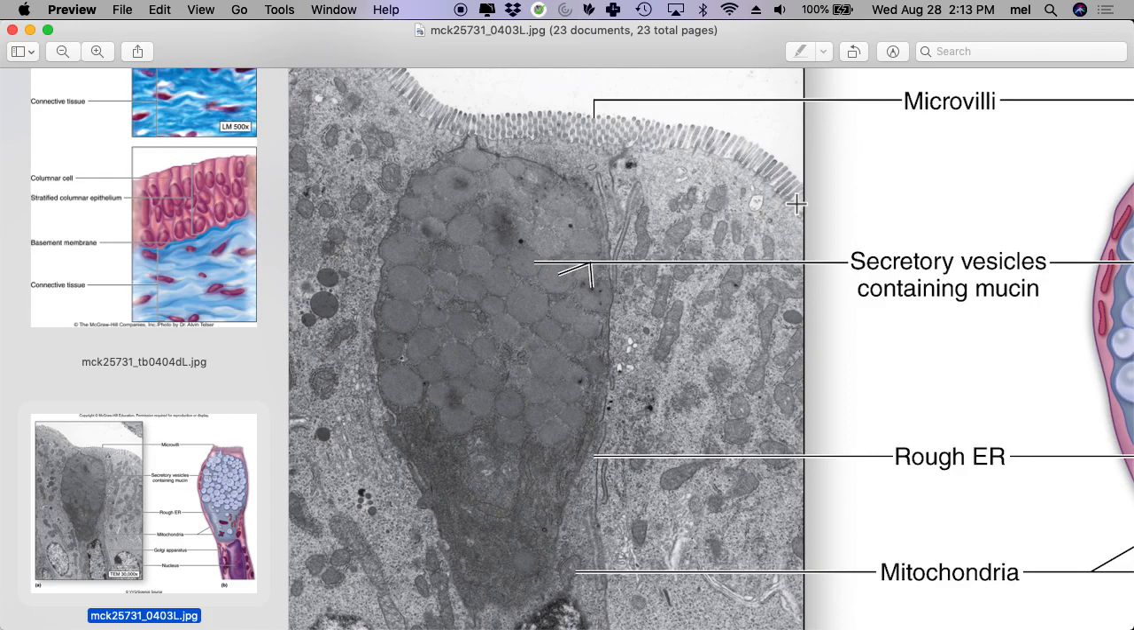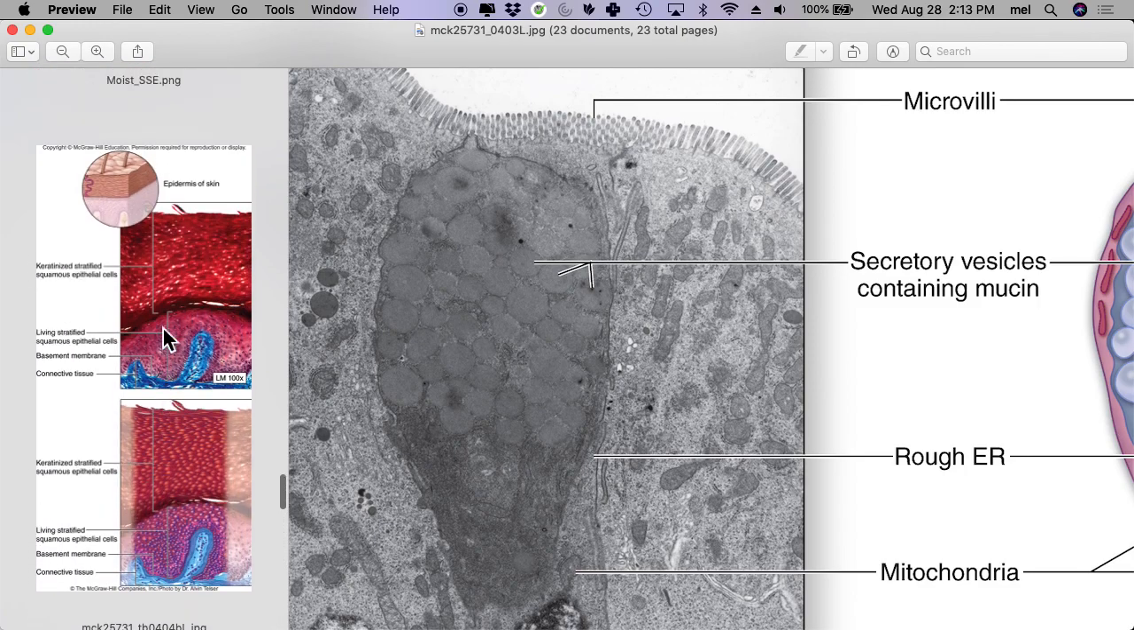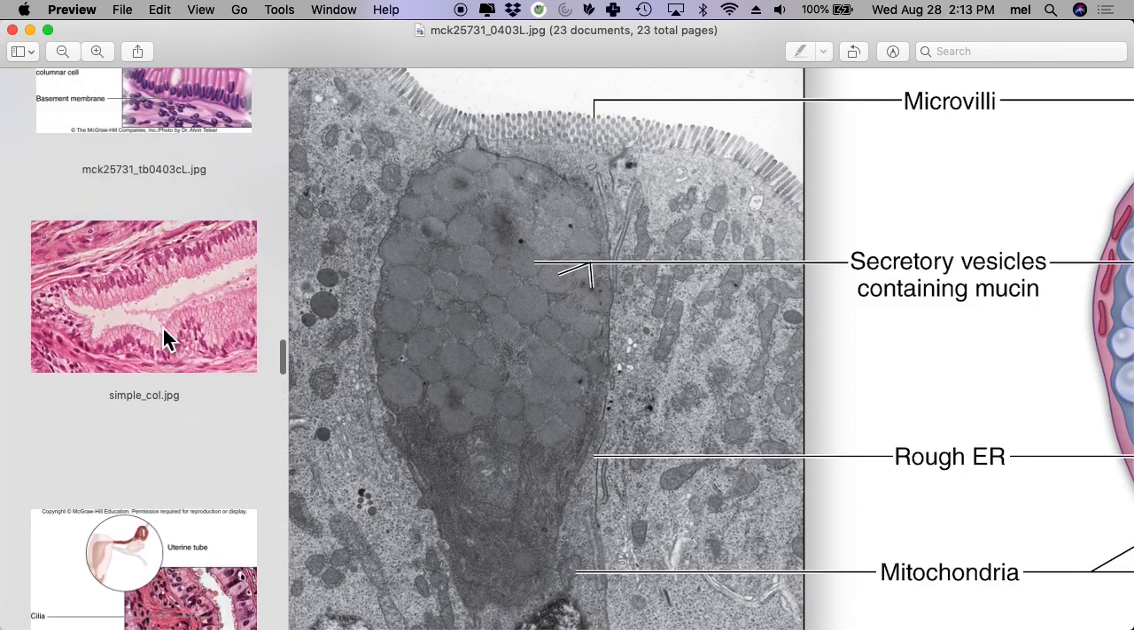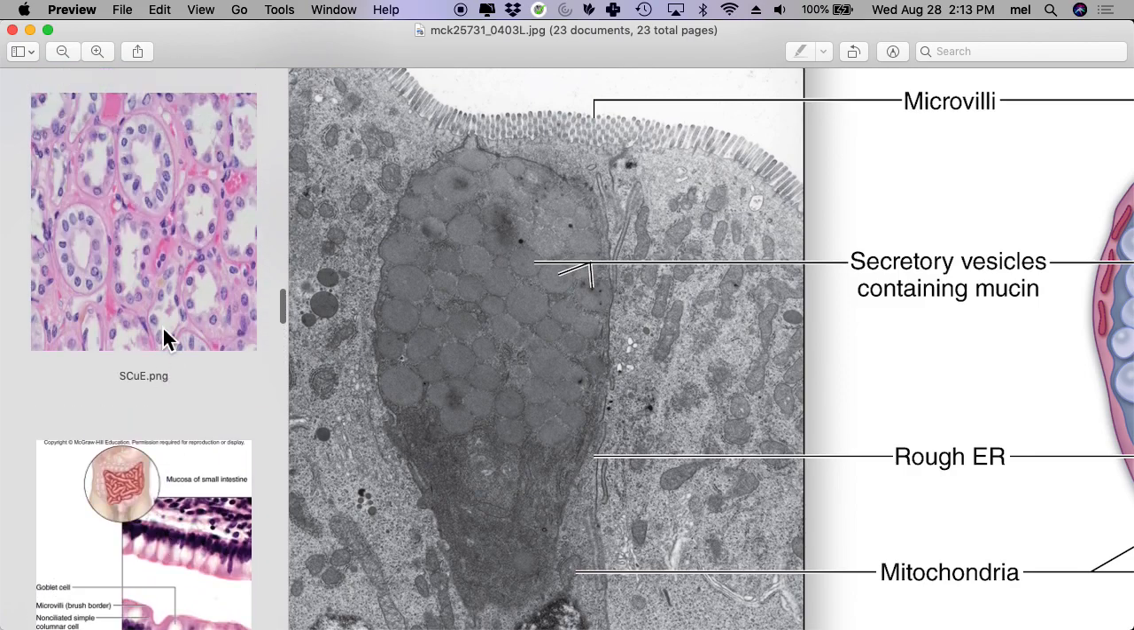So they're two different structures that are both found on simple columnar epithelium. And now let's see how we can identify them from one another, because it's really not that hard after you get used to looking at it.